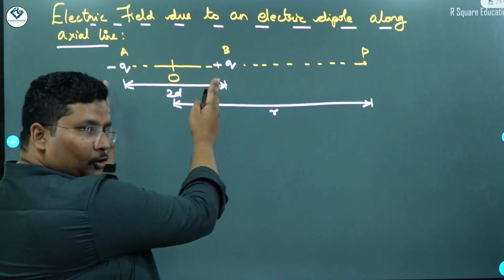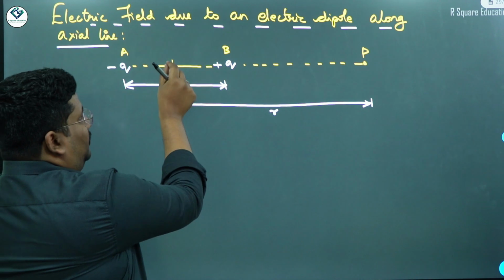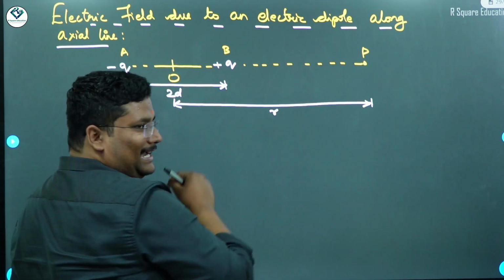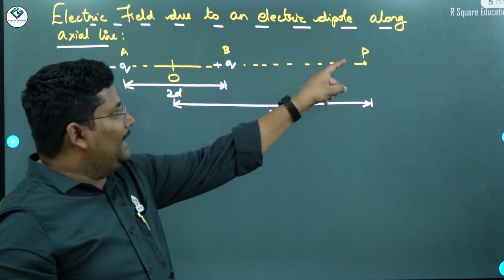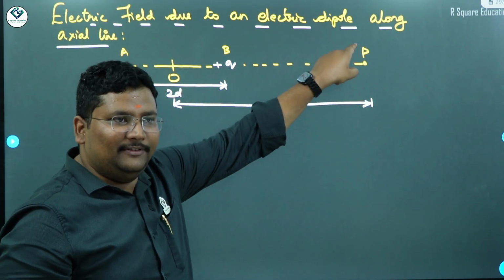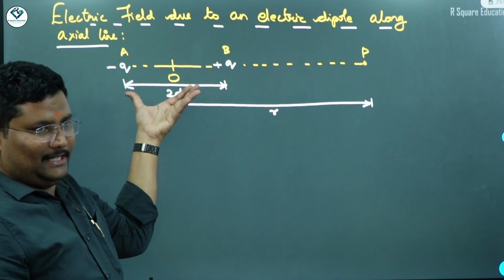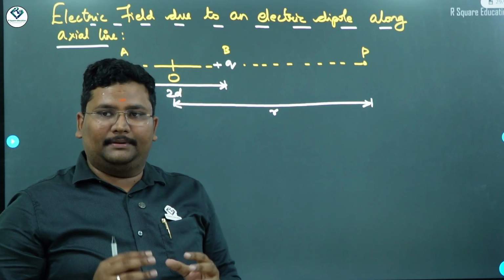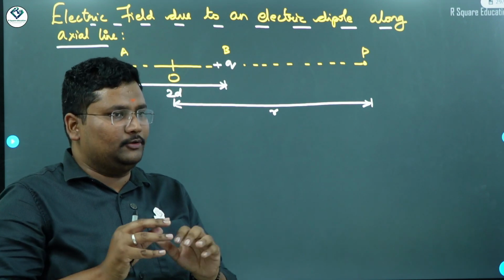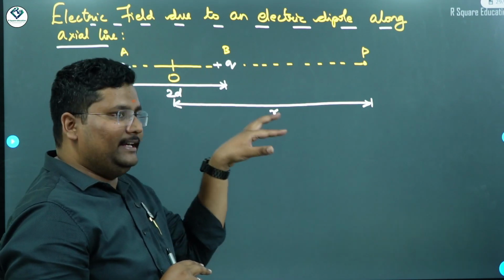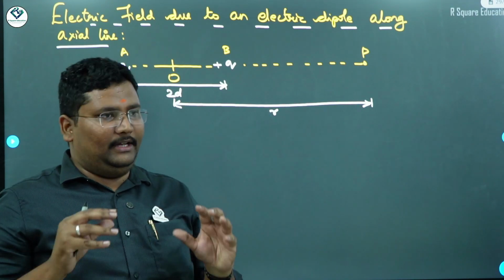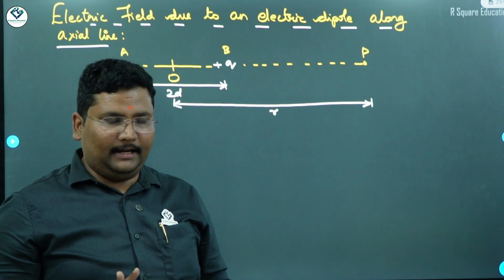I took a dipole and kept a point in between as O, and another point I am keeping along the axis of this dipole, and I am going to see what the electric field at this point is due to these two charges. Right? So what we are going to use is the principle of superposition, and the electric field due to positive and negative charges, and then we are going to derive. Is that clear? Right? Okay.